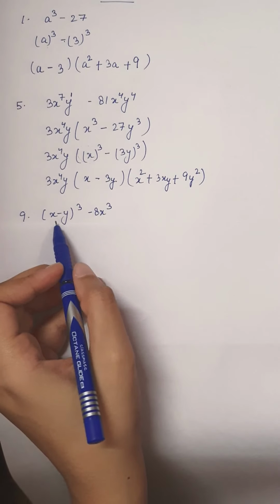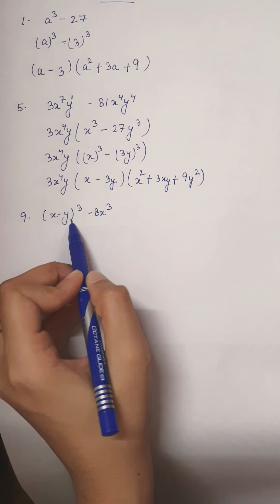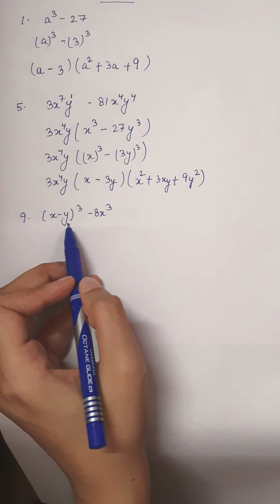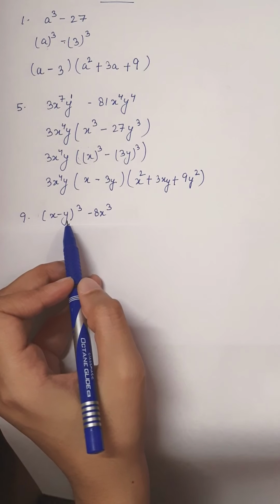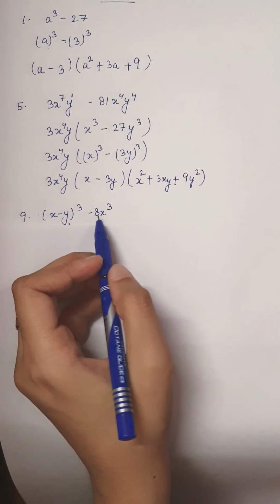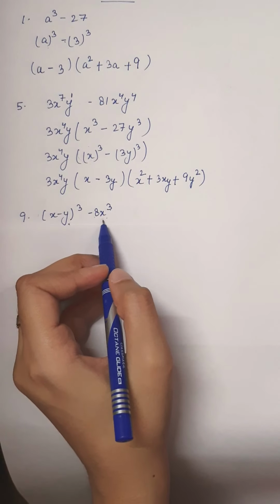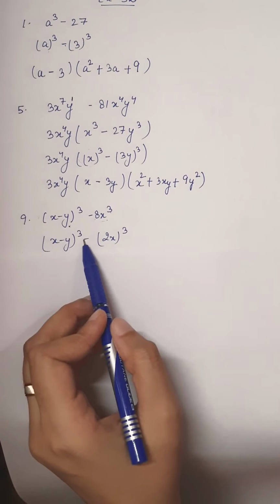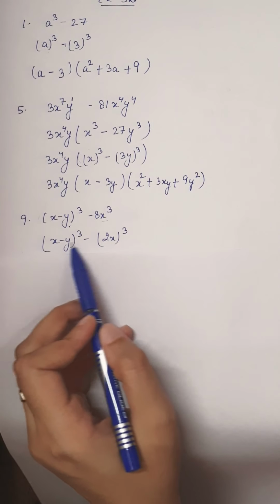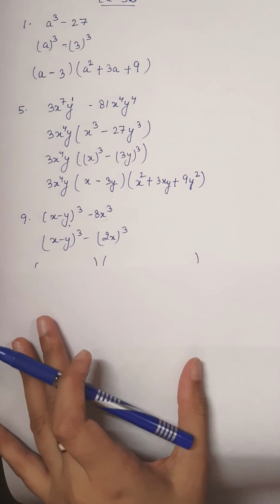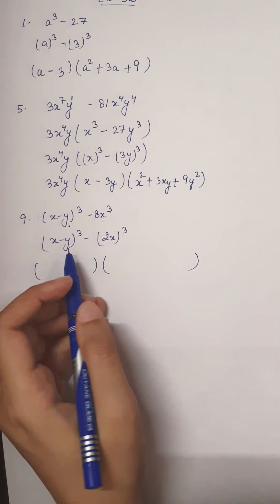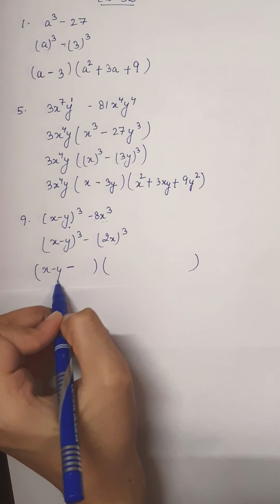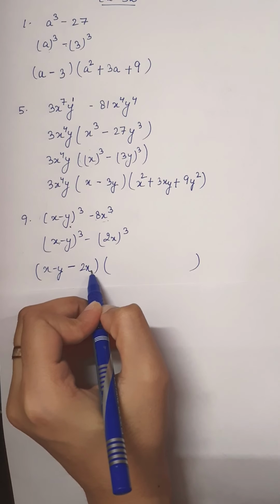Next question number 9. Cube of a bracket, does not matter what is written inside. We only need the format of cube of a number minus cube of another number, or it can be plus. Here also 2x whole cube, format followed perfectly. Cube of something minus cube of something, difference of two cubes. Now how to write it? Like I told you, difference of first and second bracket. So x minus y minus 2x.